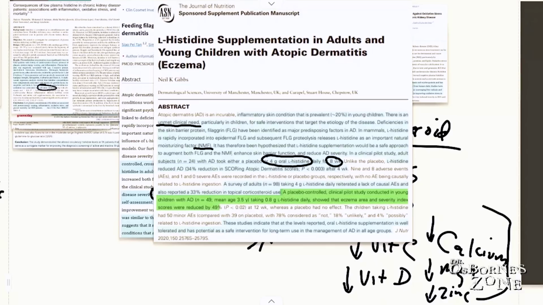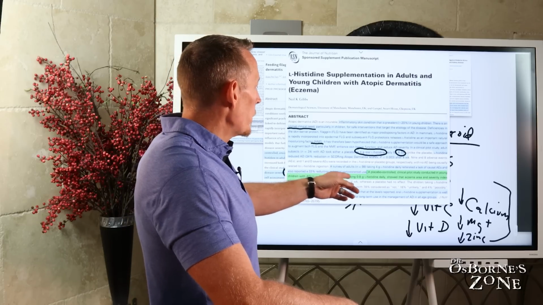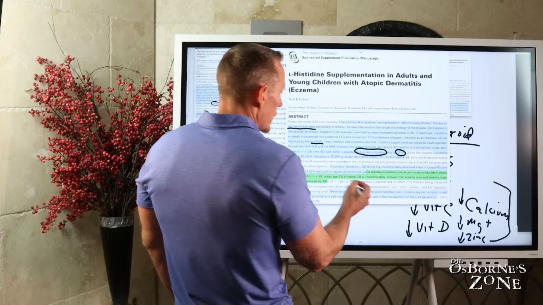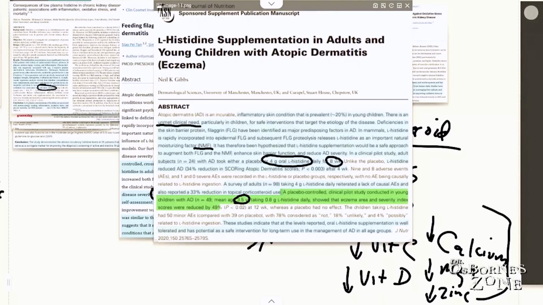And another one, a placebo-controlled clinical pilot study conducted in young children with atopic dermatitis, taking 0.8 grams. So these were 3.5-year-old kids. So if you've got a small kid, 0.8 grams of L-histidine a day showed that eczema area and severity index scores were reduced by almost 50%, a 49% reduction. These studies indicate that oral L-histidine supplementation at the levels reported is well tolerated and has potential as a safe intervention for long-term use in the management of atopic dermatitis.